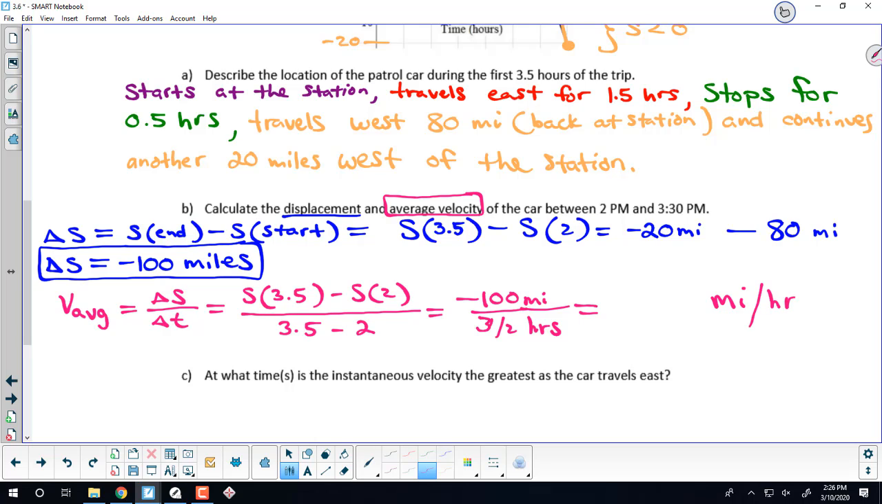What was that? Negative 66.6 repeating miles per hour. So why are we saying it's negative 66.6 repeating miles per hour? What does that mean?